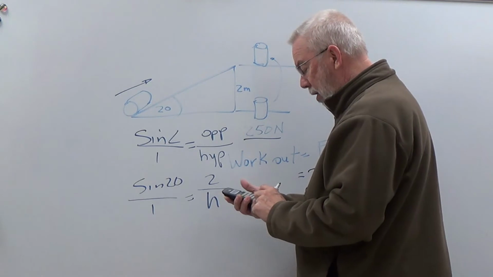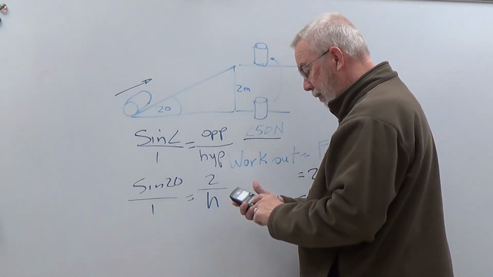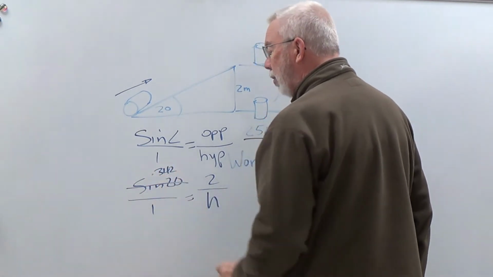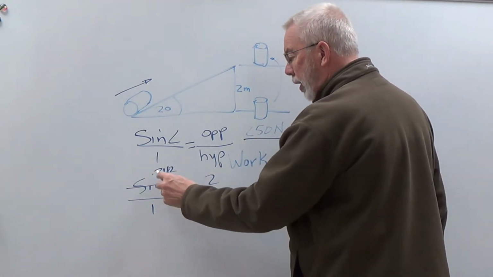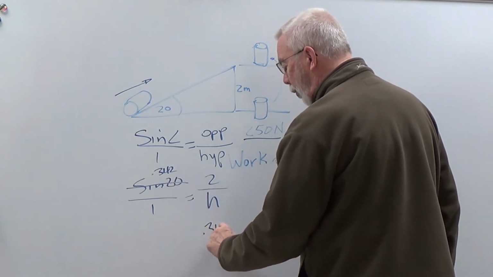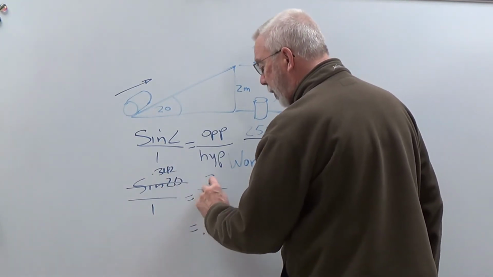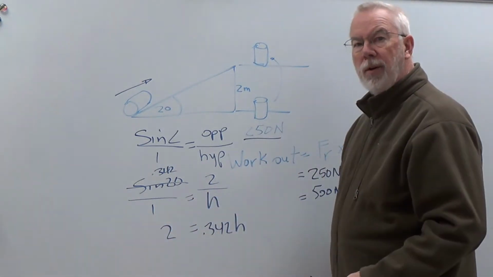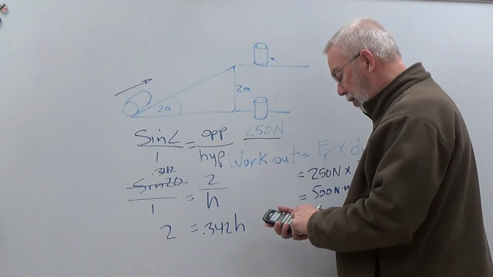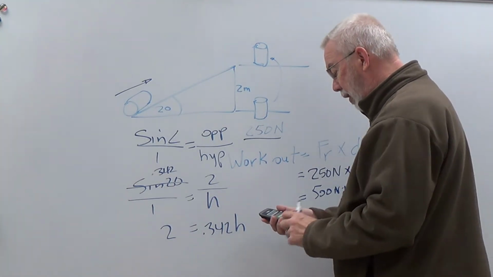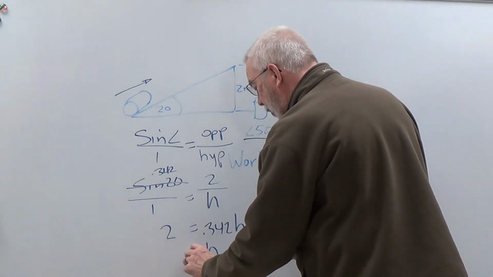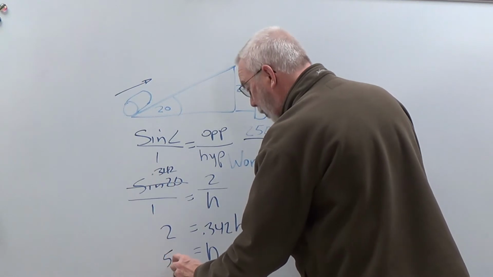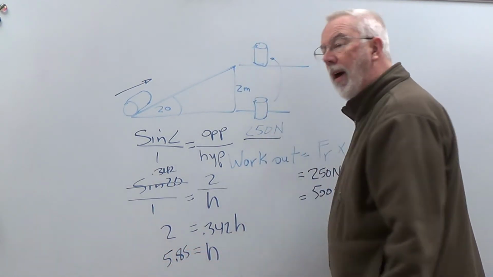And so right off we need the sine of 20, which is 0.342, and we're going to need to cross multiply, so 0.342h is going to be equal to 2 times 1, which is 2. The next step is that we're going to have to divide. So 2 divided by 0.342 gives the length of the hypotenuse of the triangle, which is going to be 5.85, and that would be meters.